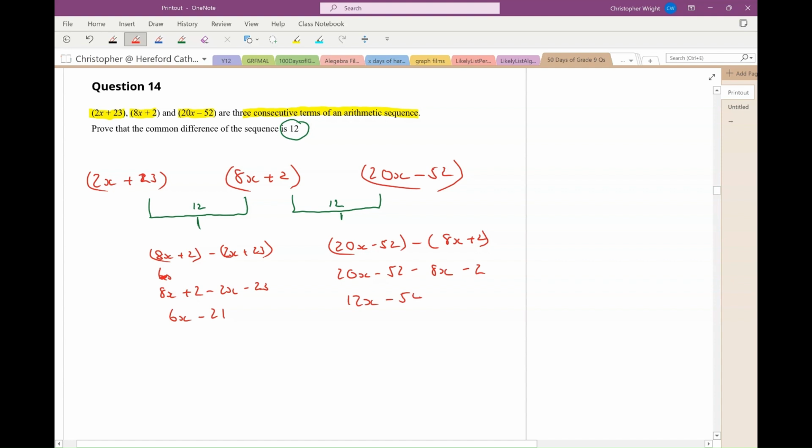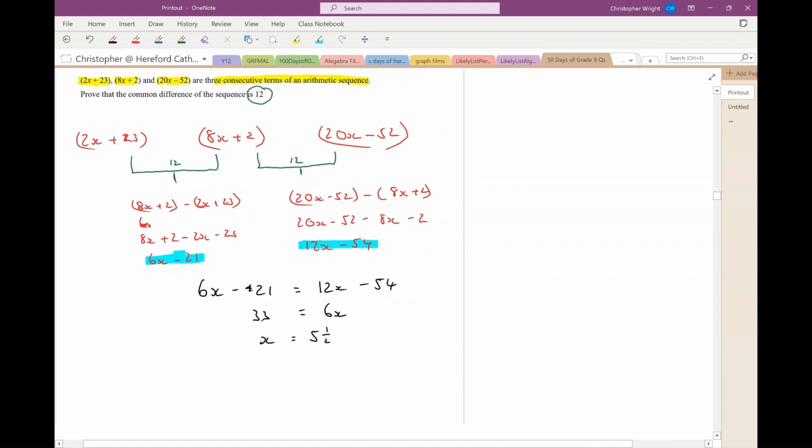And the difference between the third term and the second term is the third term minus the second term. Again, be careful with your brackets. 20x minus 52 minus (8x plus 2). 12x minus 54. Now, because this is an arithmetic sequence, I know that the differences must be equal to each other. So I can say for sure that that equals that. So now I've got an equation I can solve for x. If I subtract 6x from both sides and add 54 to both sides, then I get 33 equals 6x, or x equals 33 divided by 6, 5.5.